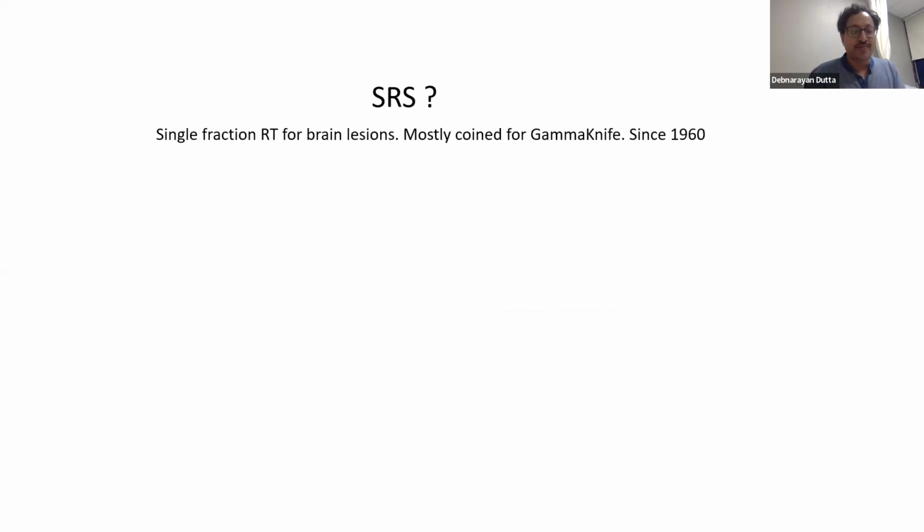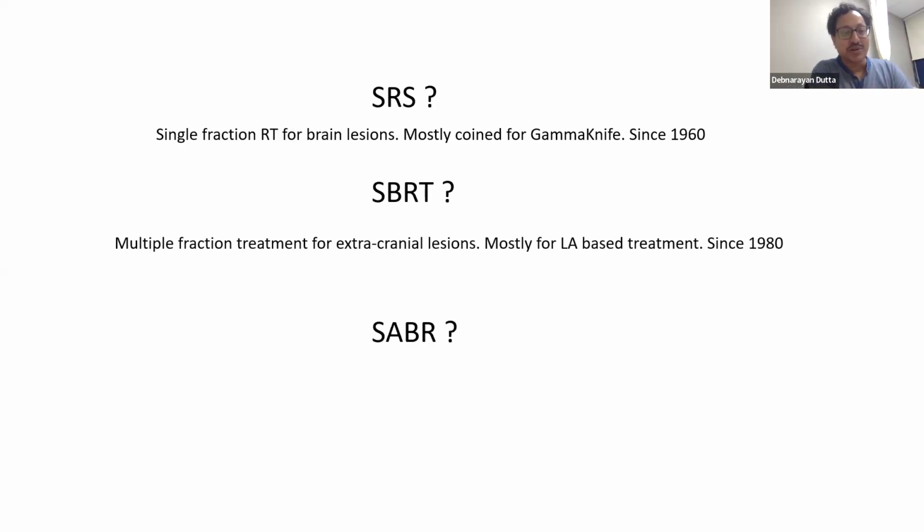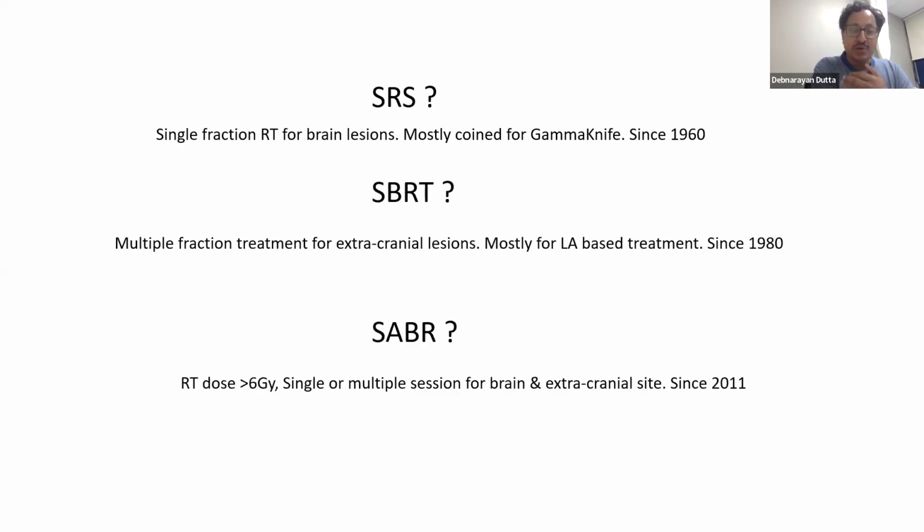So the approach and the assessment will all depend on the kind of treatment we are doing. Now, I think you will not be confused about what is called radiosurgery, SRS, what is called SBRT, what is called SABR. There is so much confusion in the texts and also in reporting. Now, SRS means single fraction radiation, mostly used in gamma knife in the 1950s and 60s. SBRT is multiple fraction radiation treated at extracranial sites, like linear accelerator based treatment for prostate, lung, liver, something like that.